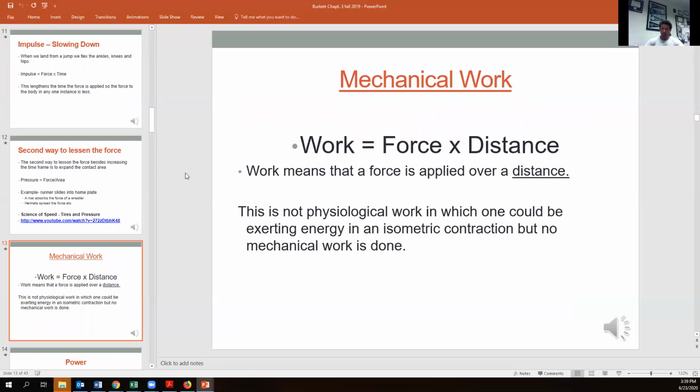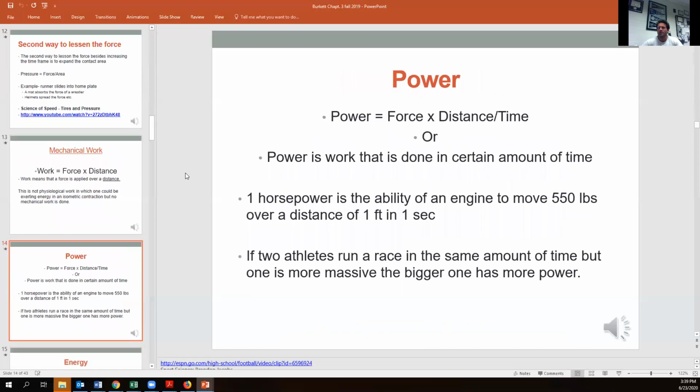Now, we have what's known as work. Work is simply the amount of force we applied over a distance. So in order to do any type of training, we're going to be doing a certain amount of work. And that's really one of the big underpinnings of getting someone in shape: having the ability to perform work. Now, work is fine, but what we really care about with athletes is what's known as power.